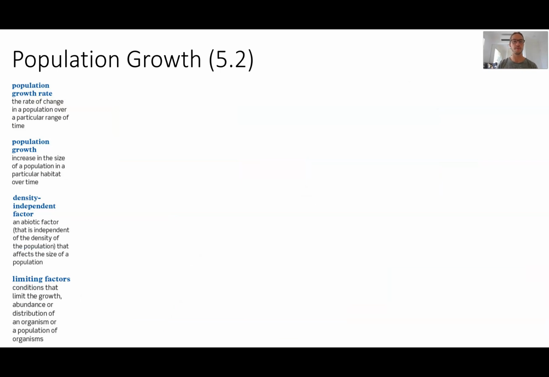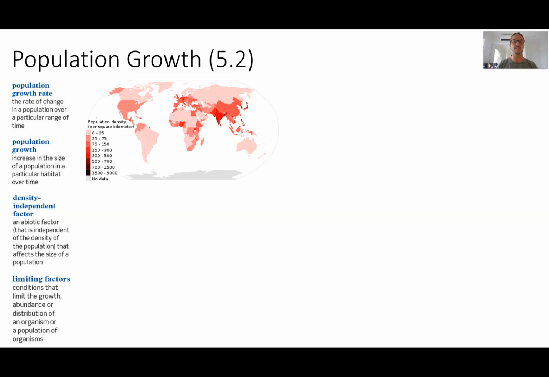Population growth from 5.2. So this is an image of the number of people living in a particular area per square kilometer across the world. And we can see from this image that areas like Asia, India, Europe, and America have a higher population density as opposed to, say, Australia or New Zealand.